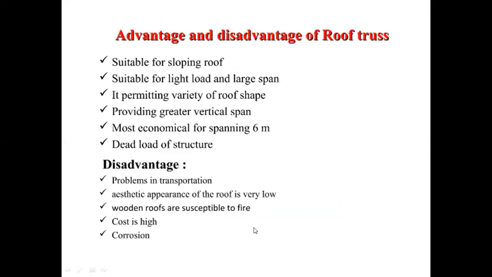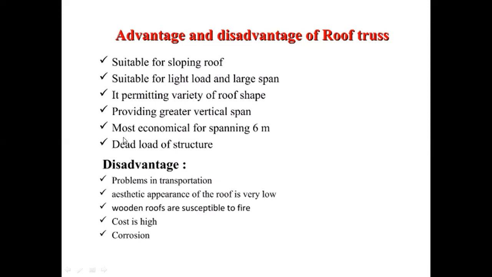And the advantages of a roof truss: it is suitable for sloping roofs, and also suitable for high light loads and larger spans. A variety of roof shapes are available. And if you want to achieve greater headroom space, which is vertical span, you can go for adopting a roof truss. And the most economical span is, as I said in the first slide, 6 meters.